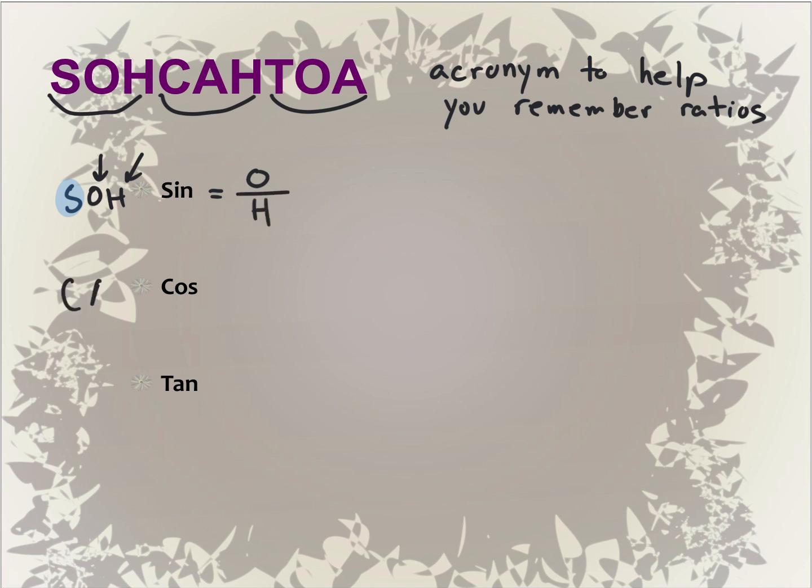The CA is CAH. Again, the C referring to the cosine, A referring to adjacent over hypotenuse, and TOA, again, the T referring to the tangent, which is the function, and then that equals opposite over adjacent. This is what we learned yesterday.